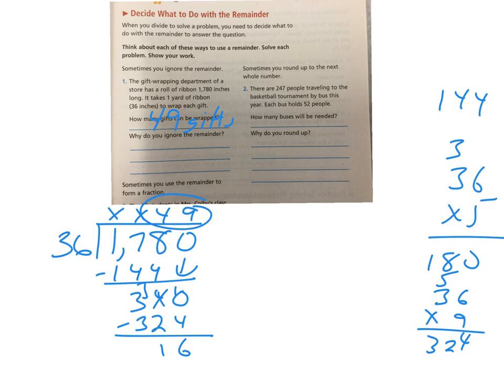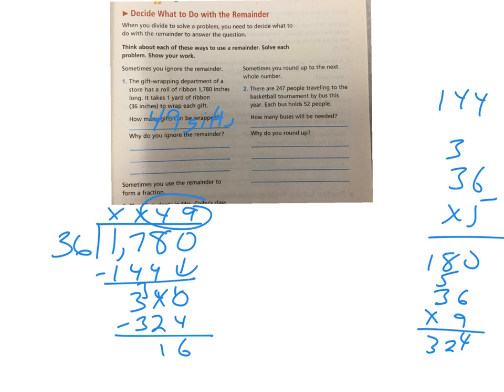Sometimes we need the full answer and we can ignore the remainder depending upon the question. Okay, let's look at number 2. Sometimes you round up to the next whole number. Well, what kind of situation would that be? Well, let's look at this. Number 2, there are 247 people traveling to the basketball tournament by bus this year. Each bus holds 52 people.